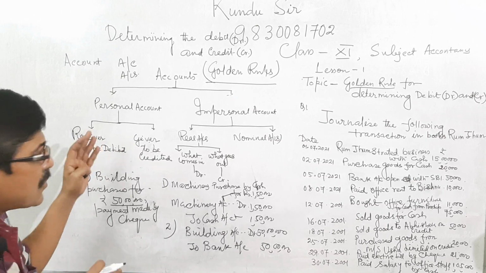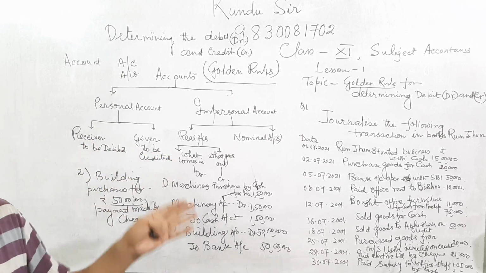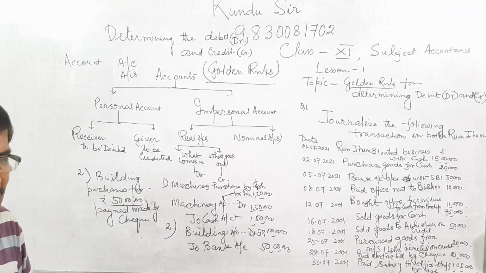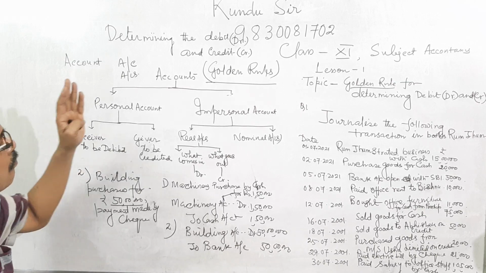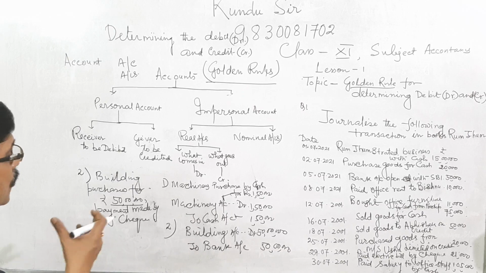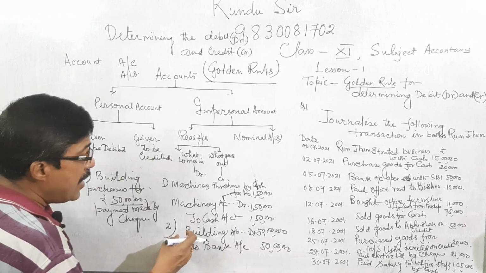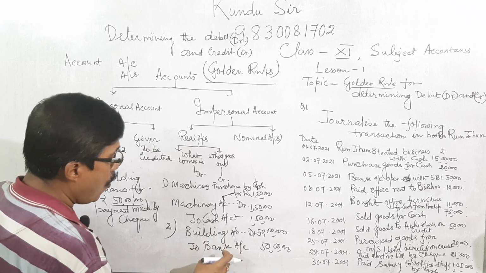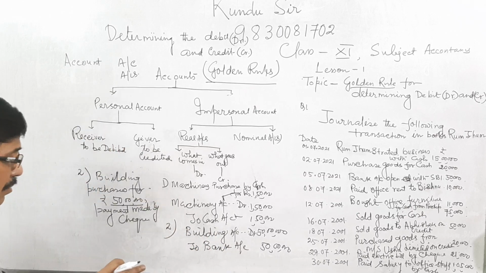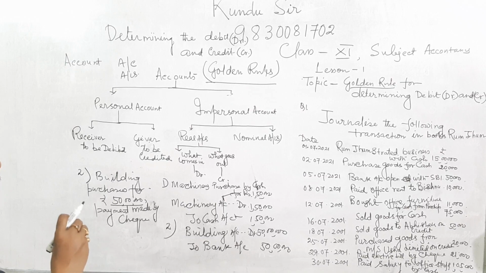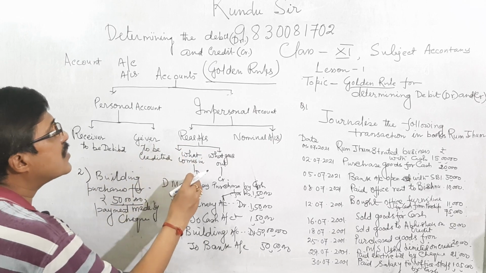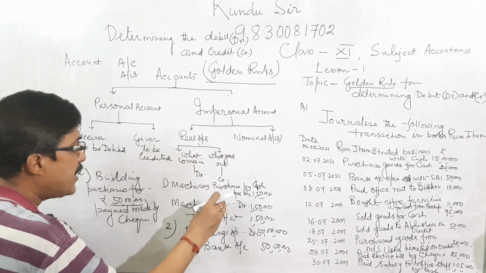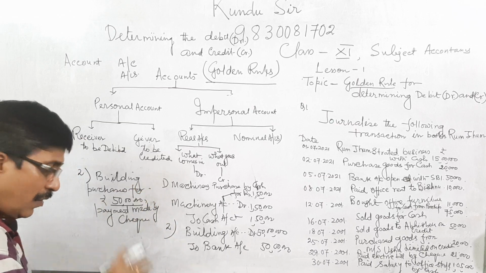Real account is to be maintained years after years. In case of personal account, if there is a balance, debit or credit, at the end of the year it is to be maintained in the next year, and next to next year also if needed. So what will be the entry? Building account debit to bank account. Both accounts are real accounts. The rule is: what comes in, debit; what goes out, credit. For this two examples are given.